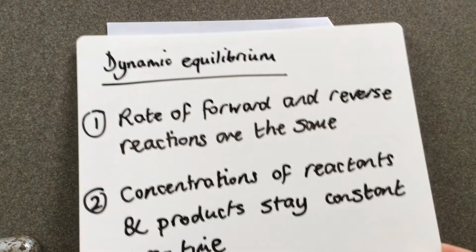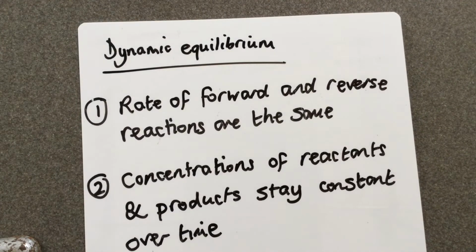We said the rate of the forward and the reverse reactions must be the same. The forward reaction and the reverse reaction must equal each other. And we also said that the concentration of the reactants stays constant over time, and that the concentration of the products stays constant over time. Those two things might not be the same as each other, that would be unusual, but the concentrations of each of the reactants and the products will remain constant over time. That's what we mean by dynamic equilibrium.